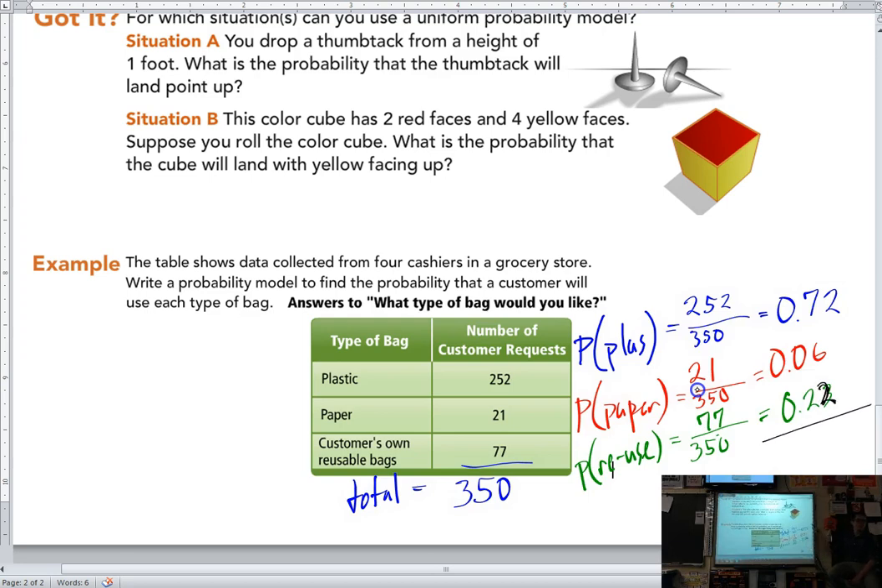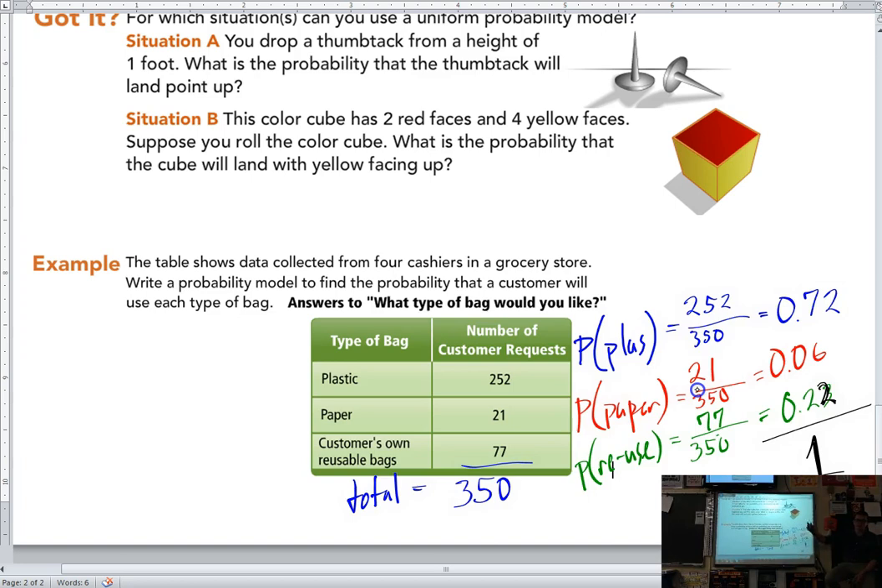What should happen over here? Awesome. If you add all of them, you get 1. All of my probabilities combined need to sum to 1 if we've taken into account every option. So the only options at this store are you can get paper bags, plastic bags, or reuse your own. Or I guess reusing your own would also mean if I get no bags.